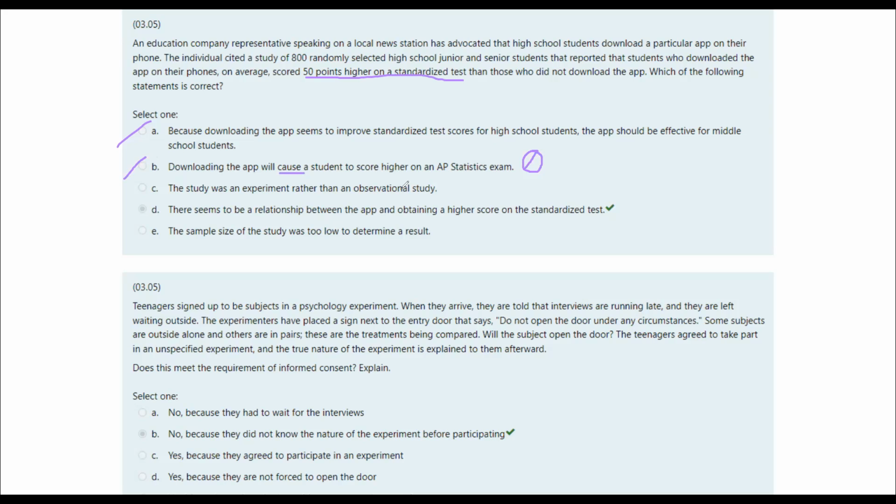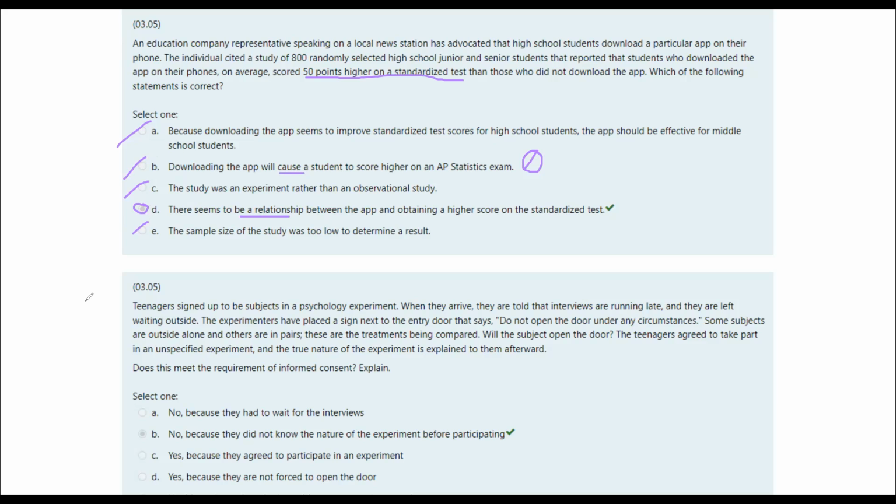Calls? No, it would not be calls, because it's literally just an observation. The study is an experiment? No. There seems to be a relationship. Yes, there seems to be a relationship. We're not saying there is, there seems to be. Sample size was too low? No.